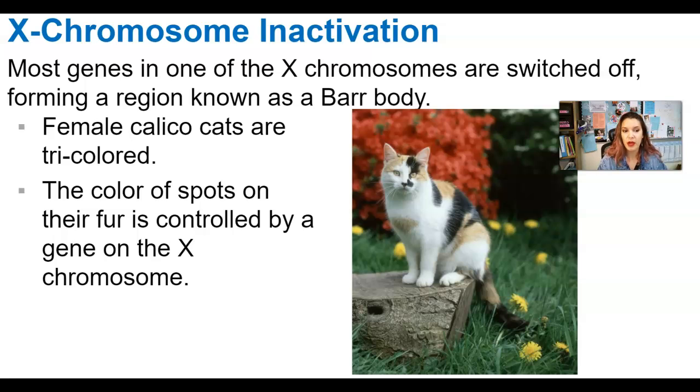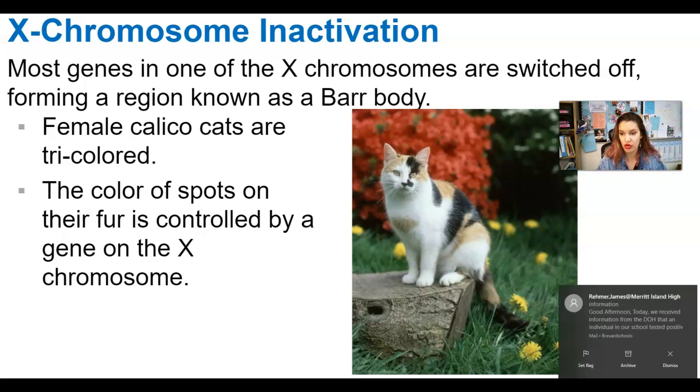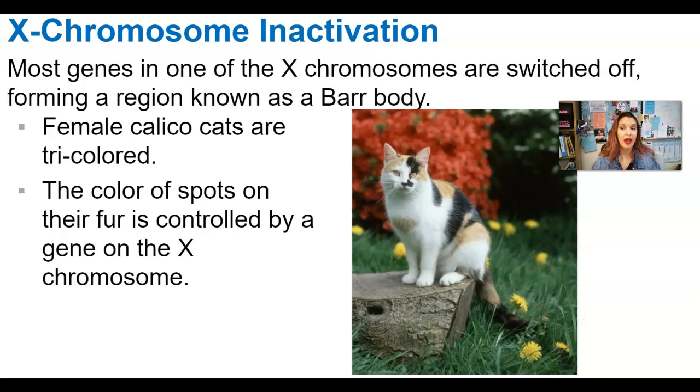So the color of the spots on their fur is controlled by the gene that is only on the X chromosome. So because females have two X chromosomes, it's more likely for them. It's not impossible to have a male calico, but it is very uncommon because it is only found on the X chromosome.